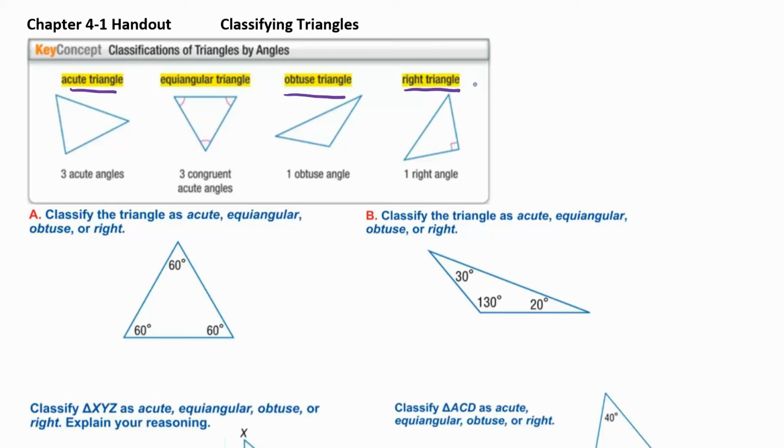Looking at problem A, it's asking us to classify the triangle by its angles. Is it acute, equiangular, obtuse, or right? Since all the angles are the same, it is equiangular. In problem B, we're asked to classify the triangle. Since it has one obtuse angle, it is an obtuse triangle.